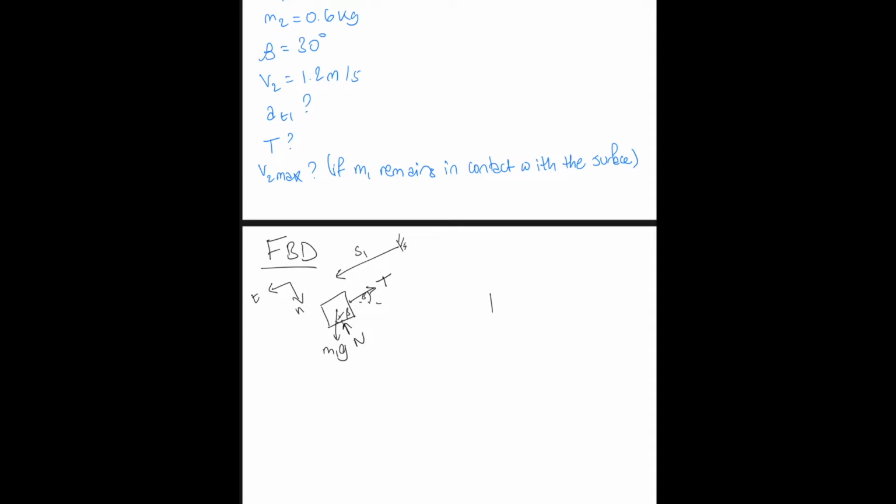Now, the free body diagram for mass M2 is a little bit more straightforward. We've got the weight and tension on the pulleys. This is the x and the y coordinates. This is the distance S2 to the pulleys.